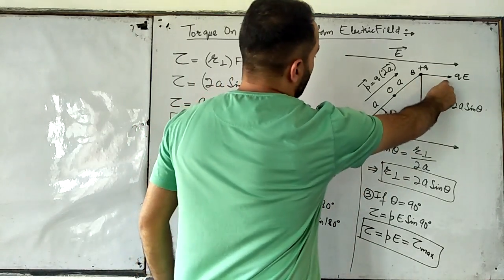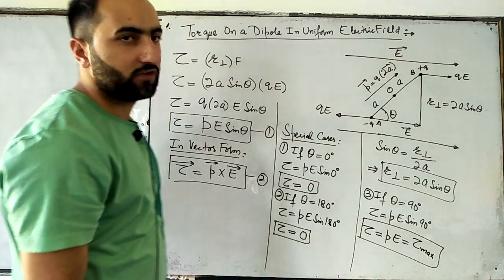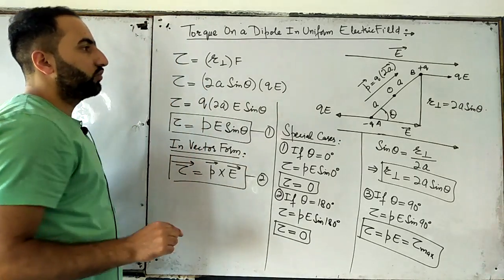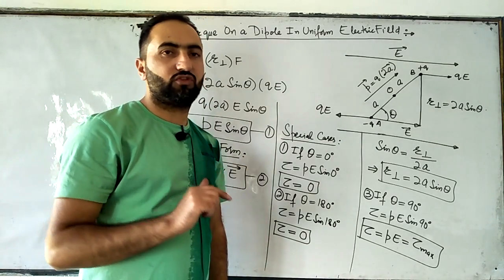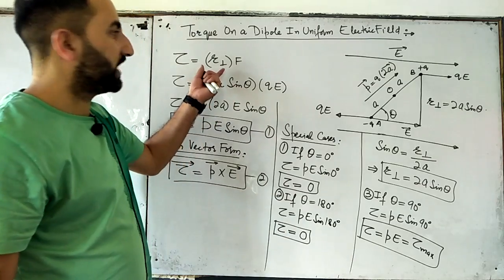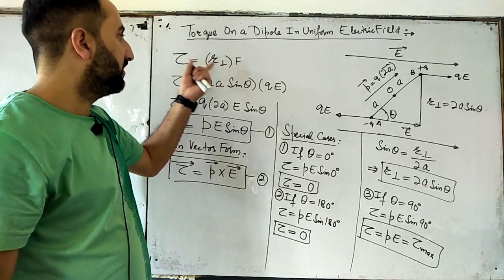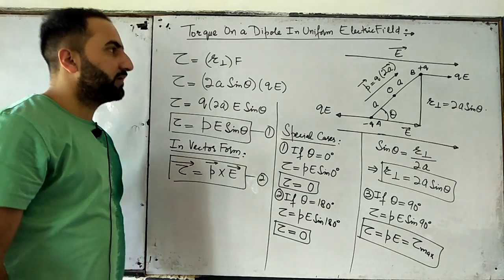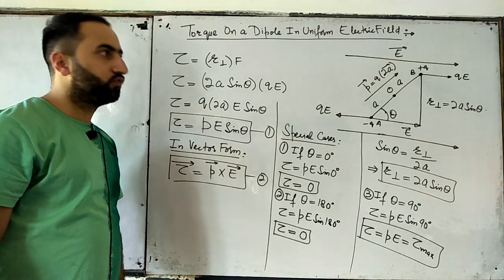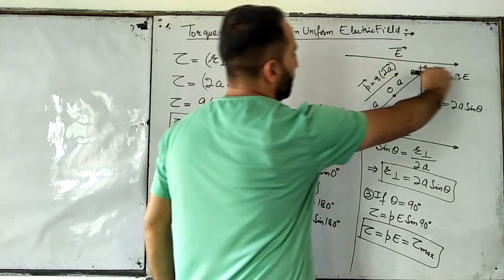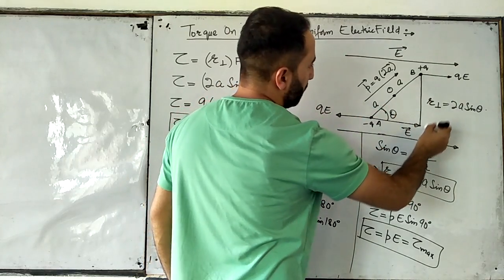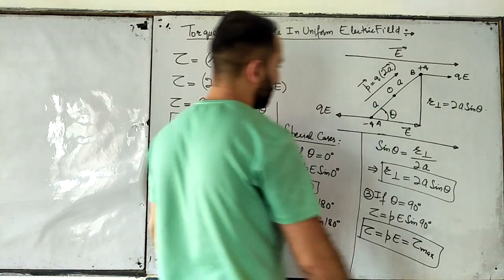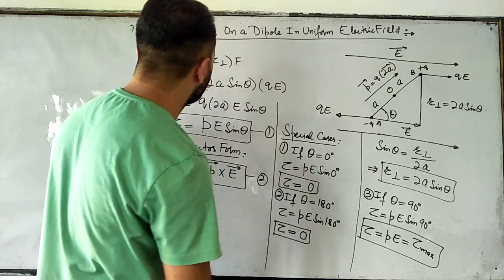So they tend to align it in the direction of the field. Now this QE and this QE form a couple. The torque you want to calculate will simply be equal to the perpendicular distance between the two, multiplied by F. This is an equation derived from rigid body dynamics. Here R perpendicular is simply the perpendicular distance between the two forces. This is one force QE, this is the other force, and this is R perpendicular, which is equal to 2a sin theta. I calculated it here.